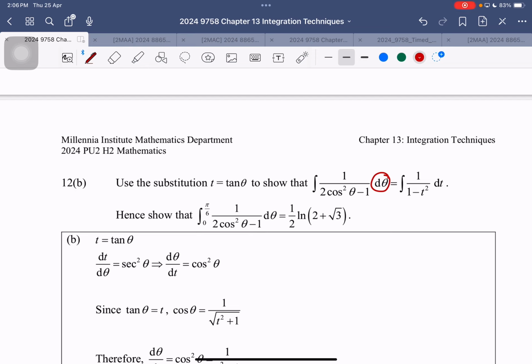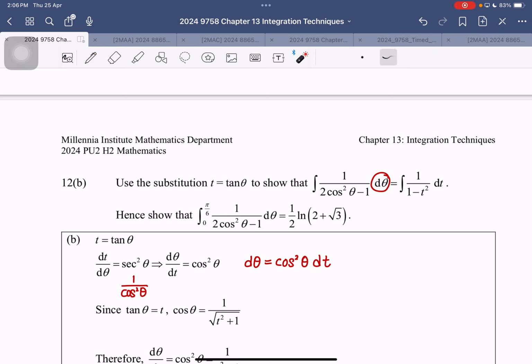I make theta the subject. So you have t equals tangent theta. When you differentiate t with respect to theta, you get secant squared. Then you do the reciprocal, because secant is 1 over cosine. So when you have the reciprocal, you get this. Some of you presented it like this: d theta is equivalent to cosine squared theta dt. Okay, I guess that's fine.